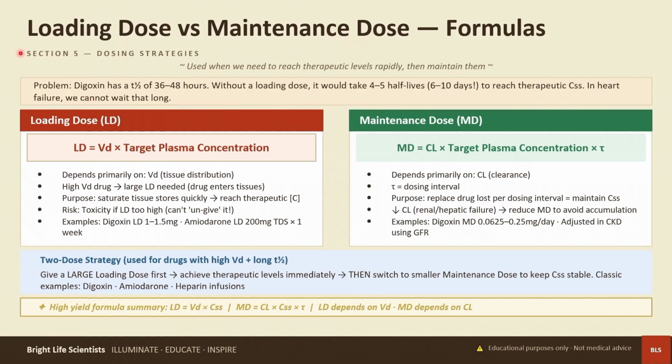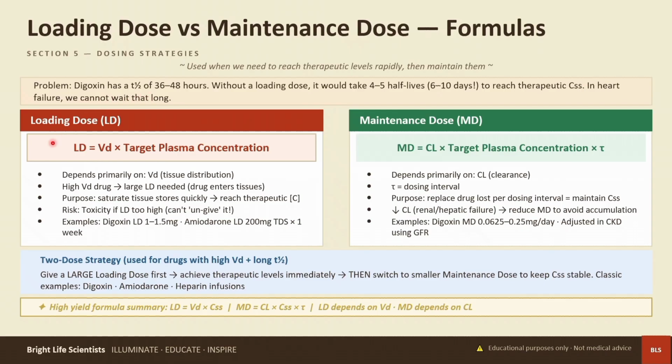Loading dose versus maintenance dose: formulas and dosing strategies. Consider digoxin. It has a half-life of 36 to 48 hours. Without a loading dose, it would take 4 to 5 half-lives, up to even 10 days, to reach a therapeutic steady state. In a patient with acute heart failure, we cannot wait 10 days. So we use a 2-dose strategy, starting with the loading dose formula.